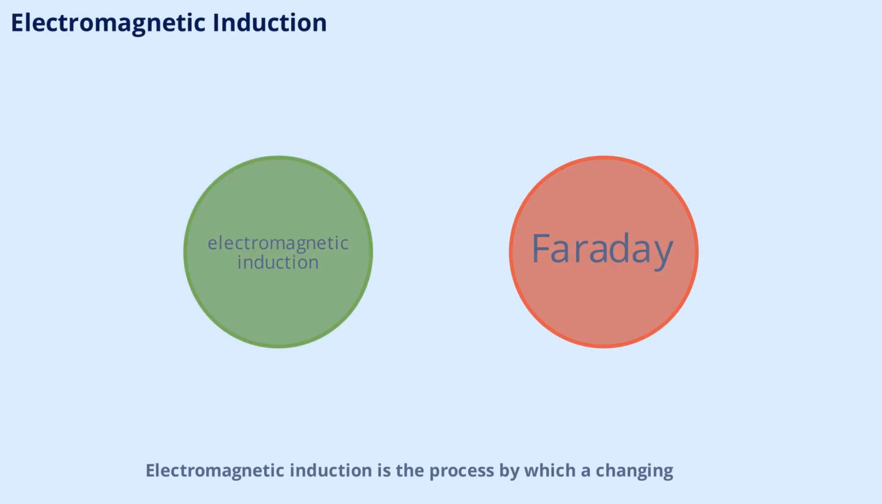Electromagnetic induction is the process by which a changing magnetic field creates an electric current in a conductor. This phenomenon was discovered by Michael Faraday and is the foundation of many electrical devices. When a magnet moves near a coil of wire, or the coil moves near a magnet, an electric current is induced in the wire. This principle is used in generators to produce electricity and in transformers to transfer energy between circuits.